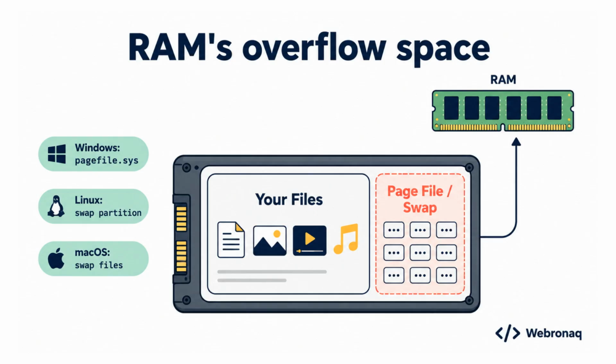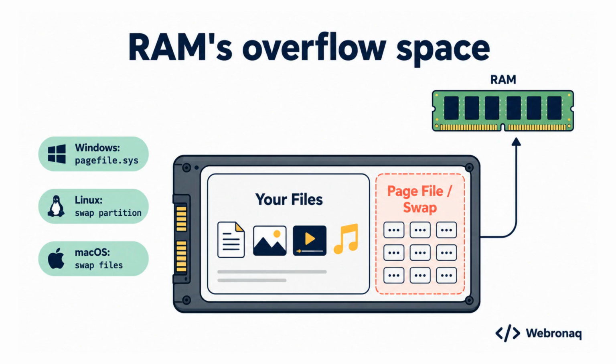When your physical RAM gets full, the OS picks data that hasn't been used recently and moves it here, to free up space in RAM for whatever you're actively doing. Think of it like this. If RAM is your desk, the page file is the drawer underneath. You can still get to your stuff, but you have to open the drawer first.